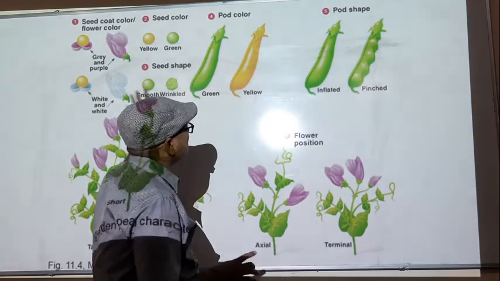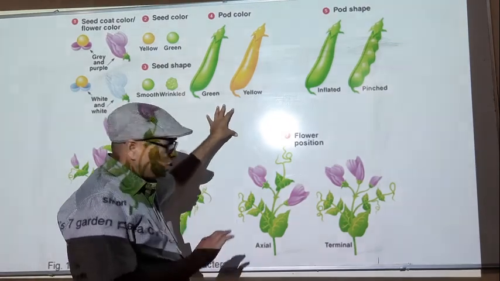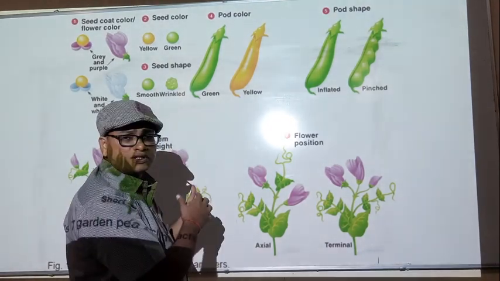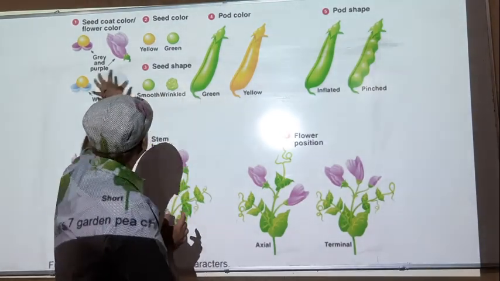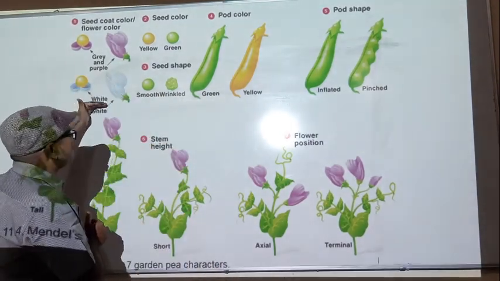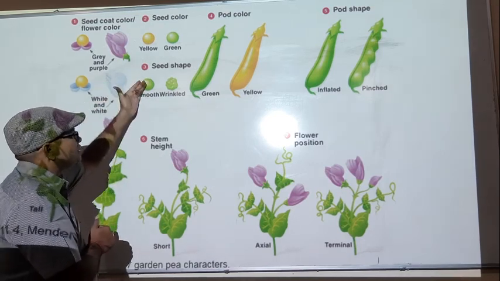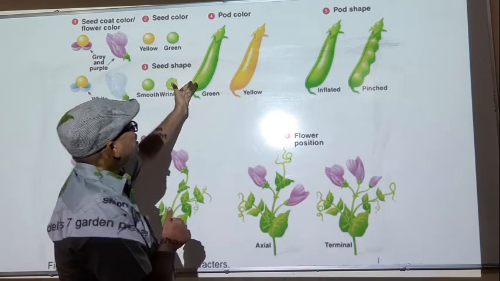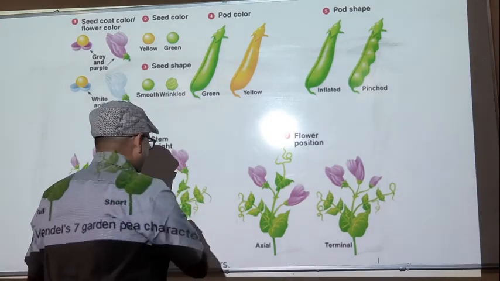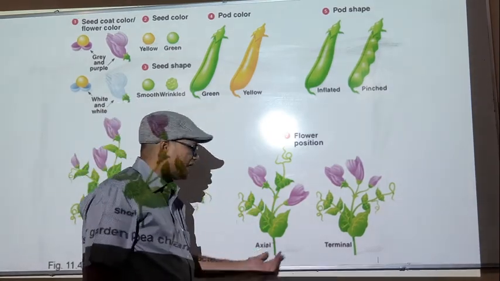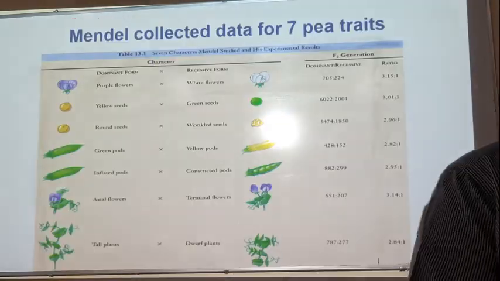So these are the 7 characters, and all these 7 have 2 optional or 2 behavioral conditions. In the seed coat color, this may be colored or white. In the seed color, yellow and green. In the seed shape, wrinkled and smooth. In the pod color, green and yellow. In the pod shape, inflated and constricted. In the stem height, tall and dwarf. And the flower position, axial and terminal. So these are the different characters of the pea.